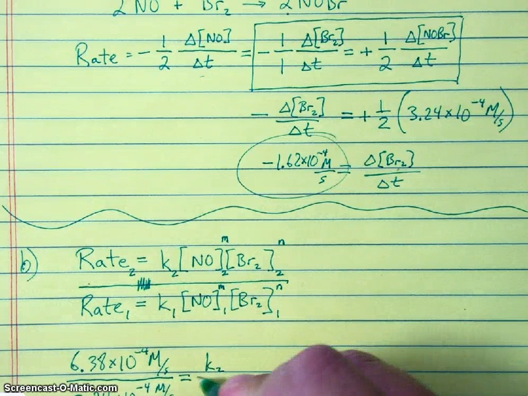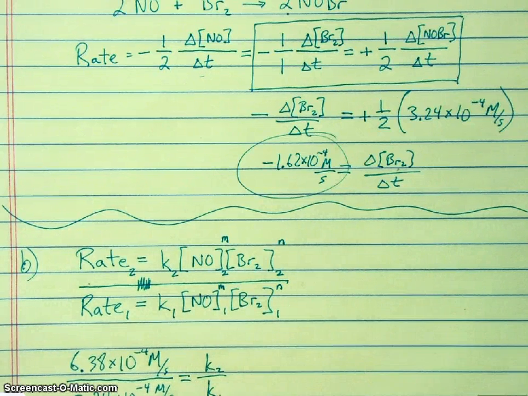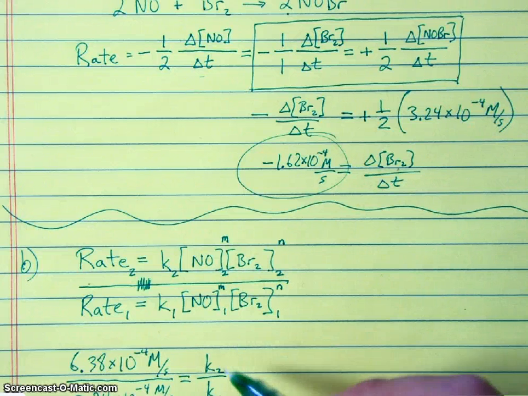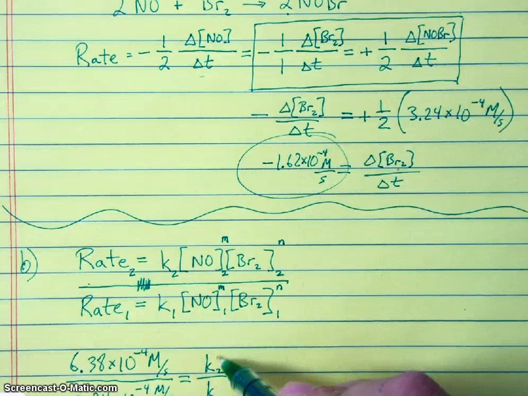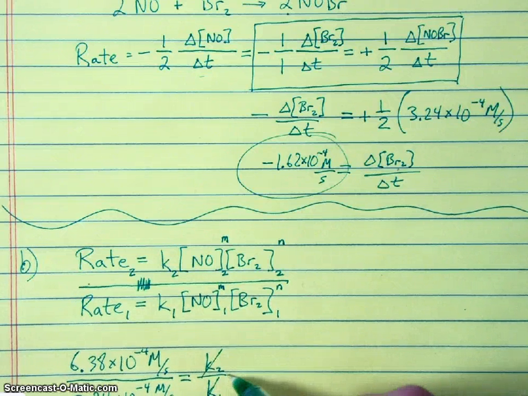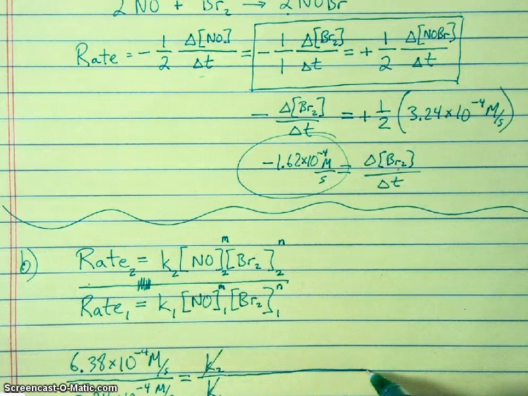K2 over K1 is unimportant to this work at all. We'll figure out K at the end. We don't need it right now. K will be the same thing for top and bottom. So because of that, it's going to be canceled out, because the same number over itself is 1.